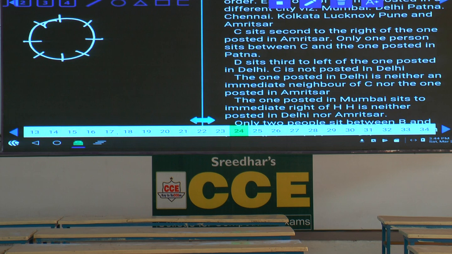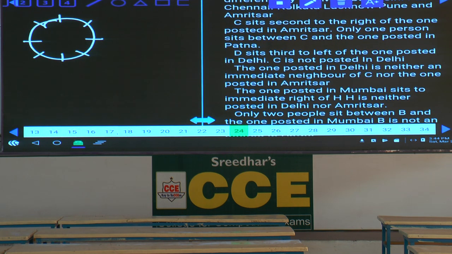Now, as these persons are facing towards the center, first we need to fix one person. C sits second to the right of the person from Amritsar. Now I am fixing the person from Amritsar here. If the person from Amritsar is here, C sits second to the right-hand side, so C must be here. And only one person between C and the one from Patna.